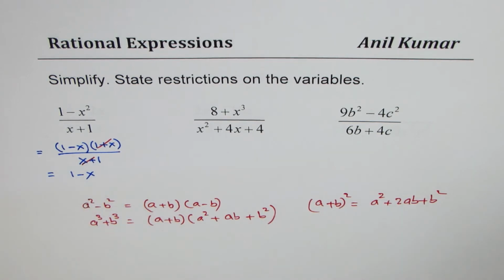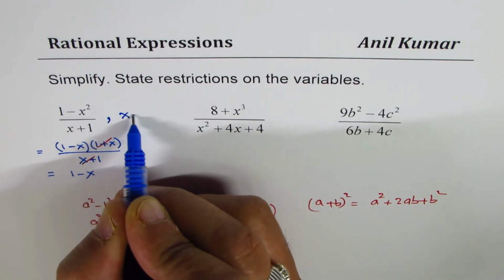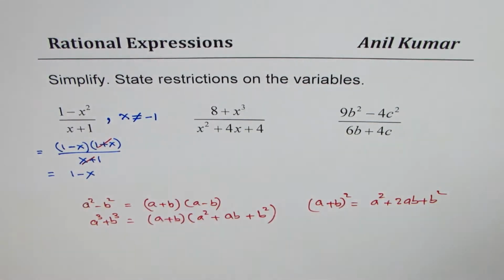But we should know what the restrictions are, correct? Denominator cannot be 0, so the restrictions are x is not equal to minus 1, correct? That's how you should be doing it.